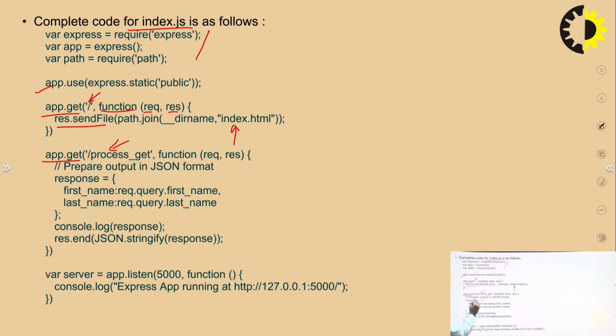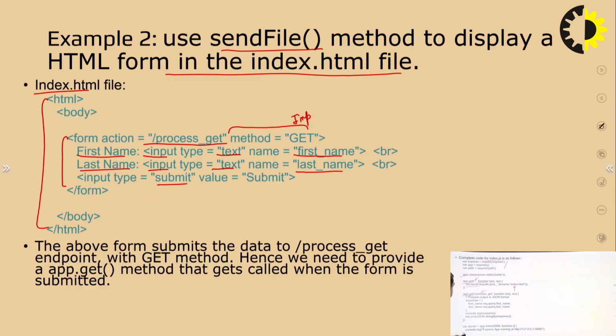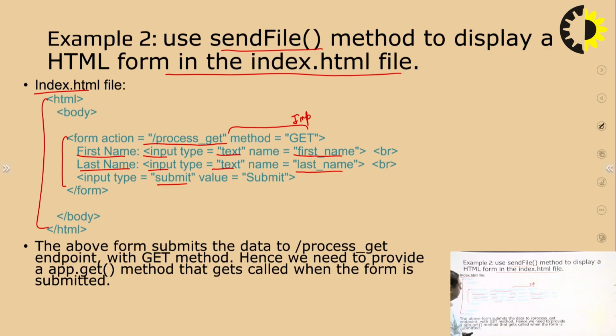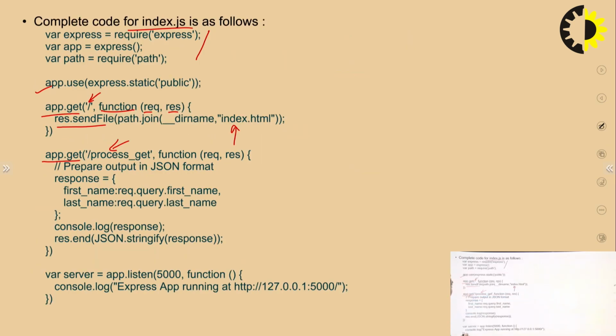So this process.get is already mentioned here. When we click on the submit button, it will match with this process.get. This matching is there, so it will call app.get. It will call the callback function with request and response.